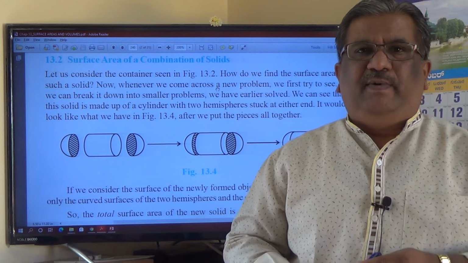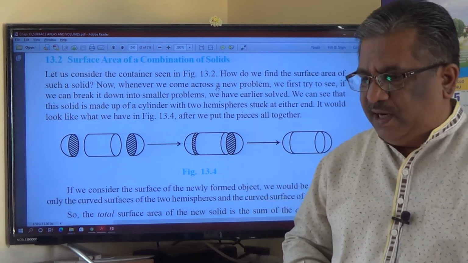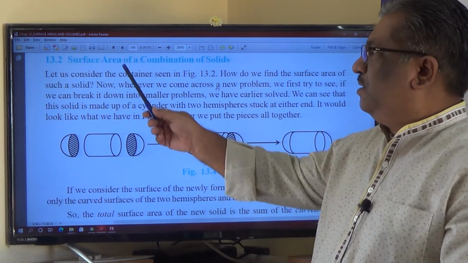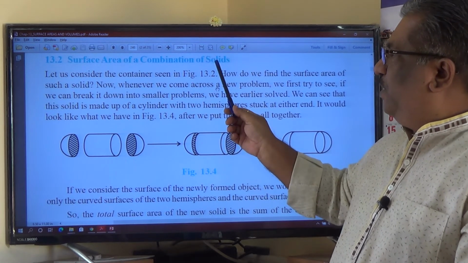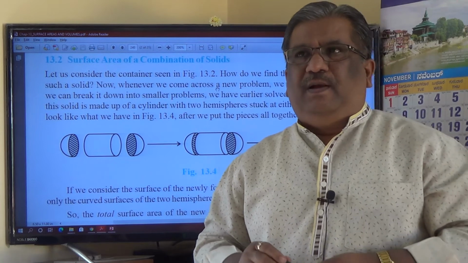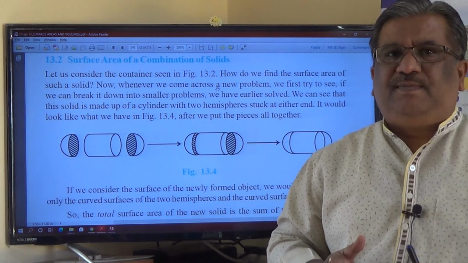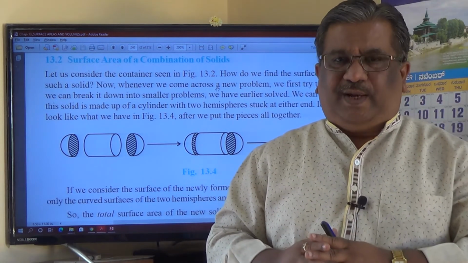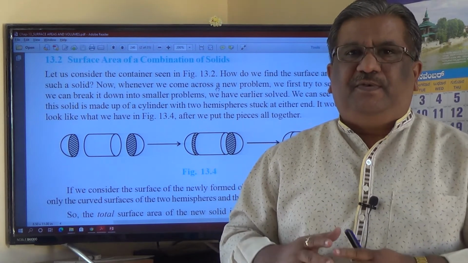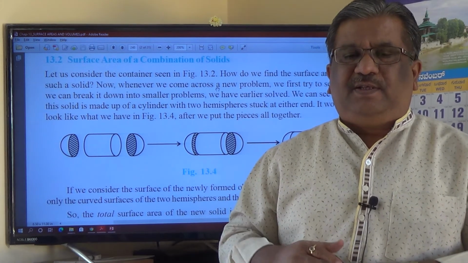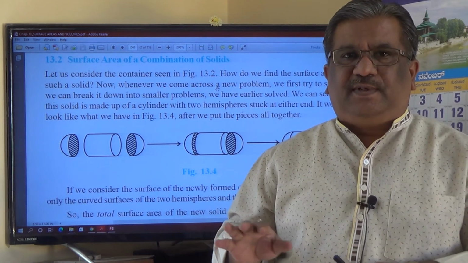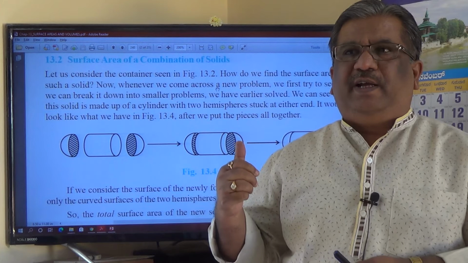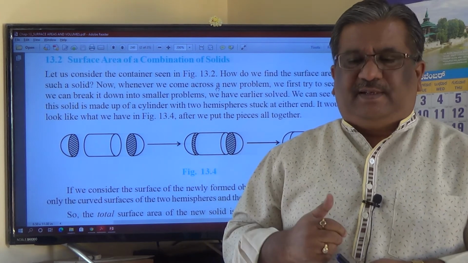Today we'll start solving the numericals and we are concentrating on surface areas of combination of solids. Here there are some example sums and exercise 13.1. I request all of you to solve the example numericals which have been clearly explained in your NCERT textbook. You have to solve all those yourself, and I'll be taking up exercise 13.1.